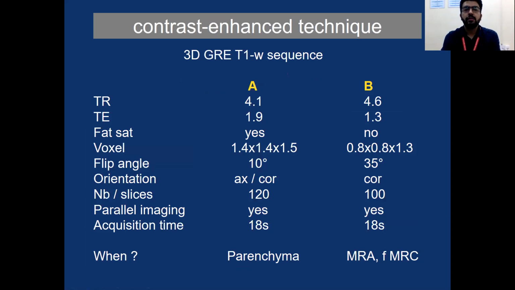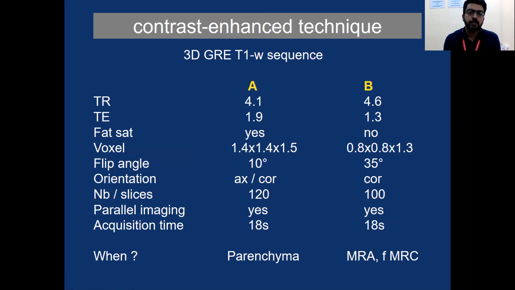Contrast enhanced techniques: we have a 3D GRE T1 weighted sequence in which we take two options, A and B. In A, the TR is 4.1. In B, the TR is 4.6. We are talking about contrast enhanced technique in 3D GRE T1 weighted sequences. So TE will be 1.9 in A and 1.3 in B.